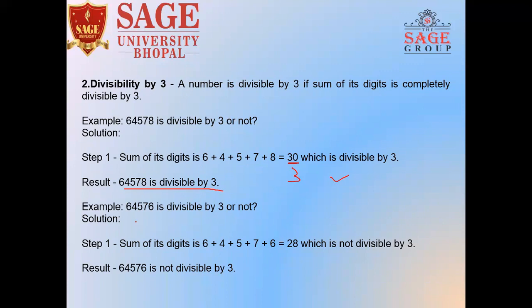Taking another example, 64576. Is this number divisible by 3 or not? So again, follow the step. Sum of its digits 6 plus 4 plus 5 plus 7 plus 6 is equal to 28. Now check this sum 28, is it divisible by 3 or not? 3 into 9 is 27. That means 28 is not divisible by 3. Result is the entire number is not divisible by 3.